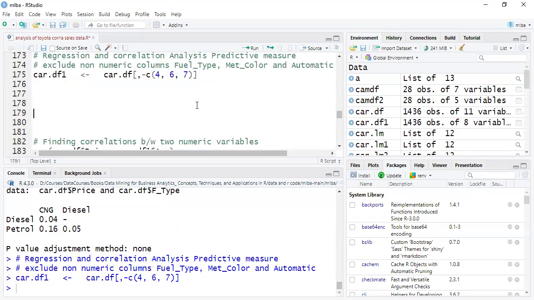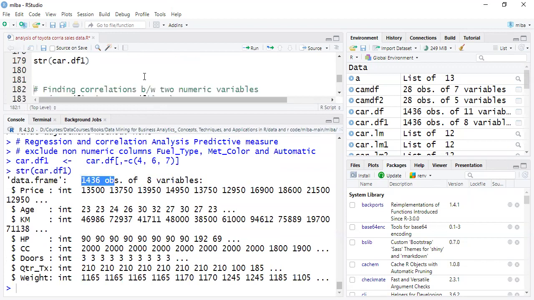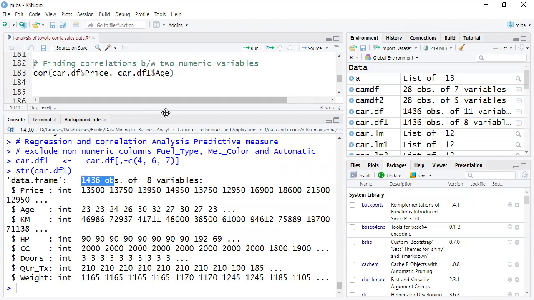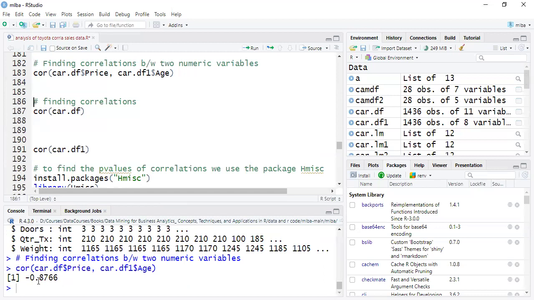You can check the structure of the new data frame, str(car.df1), run that. Now you can see price, age, kilometer, 8 columns are there, and all of the 36 rows are there. Now, finding the correlation between the two variables price and age. The command is very simple, correlation of the two variables price and age: minus 0.86.